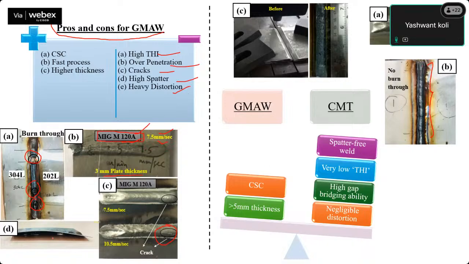And you can see this is the very big problem in GMW. As the heat input is high, what happens to the thin sheets? You can see on the screen it is distorted completely. So by increasing the heat input, these problems will happen.